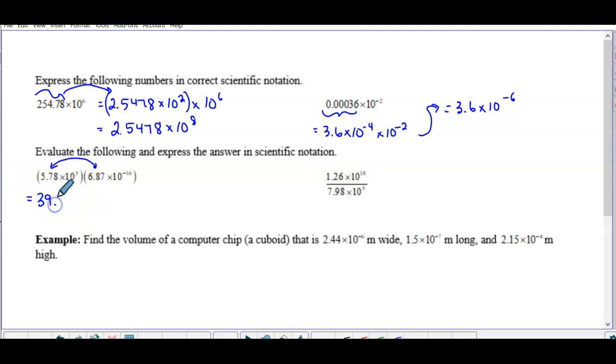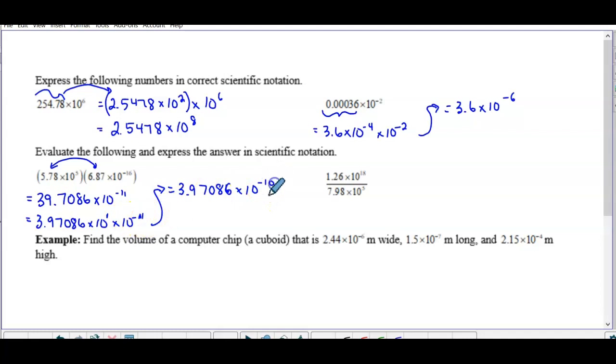So I do this in 2 steps: 39.7086 times 10 to the 5 plus negative 16 is negative 11. And then this becomes 3.97086 times 10 to the negative 11, which is 3.97086 times 10 to, so that's a 1 there, right? 1 plus negative 11 is negative 10. So for scientific notation, that number has to be between 1 and less than 10.